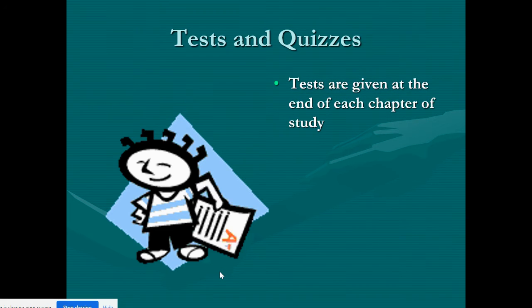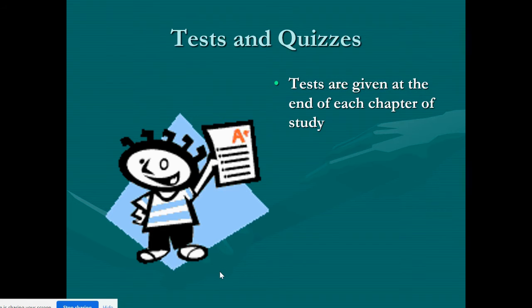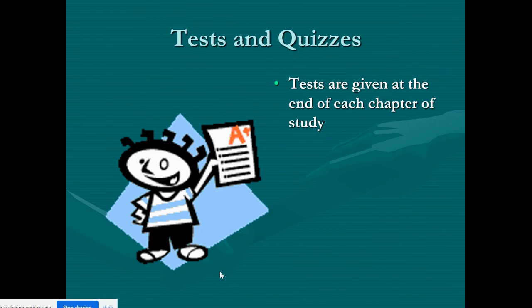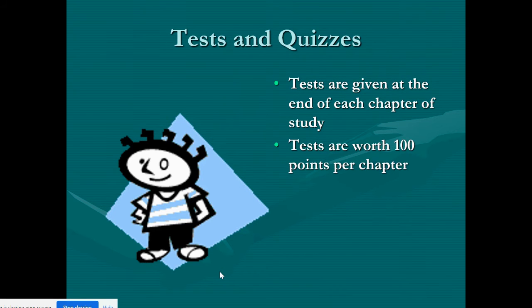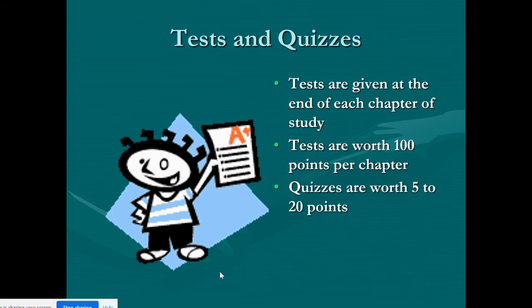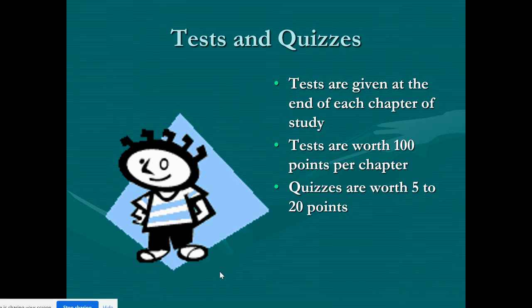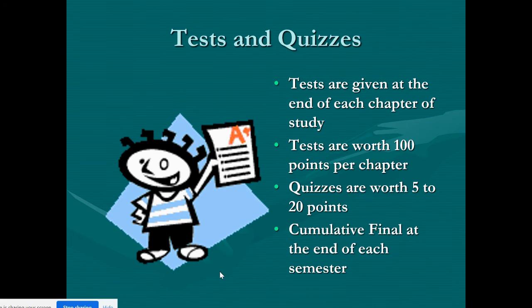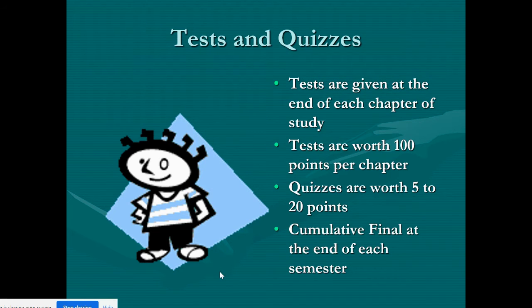All right, a little bit about tests and quizzes. Tests are given at the end of each chapter of study. So last week we had a test over chapter 1, and in about 2 weeks we'll have a test over chapter 2. Tests are worth 100 points per chapter. Quizzes, which we don't have a ton of in such a fast-paced class, but when we do, they're worth 5 to 20 points. And then we have a cumulative final at the end of each semester.